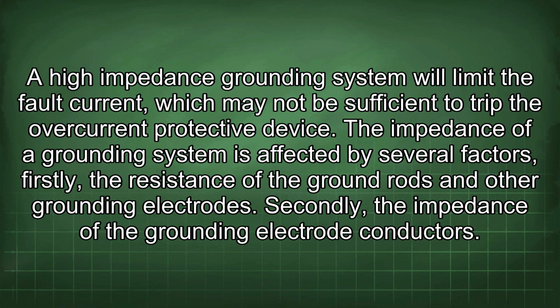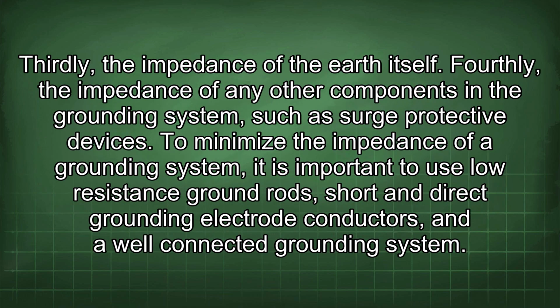A high impedance grounding system will limit the fault current, which may not be sufficient to trip the overcurrent protective device. The impedance of a grounding system is affected by several factors. Firstly, the resistance of the ground rods and other grounding electrodes. Secondly, the impedance of the grounding electrode conductors. Thirdly, the impedance of the earth itself. Fourthly, the impedance of any other components in the grounding system, such as surge protective devices.